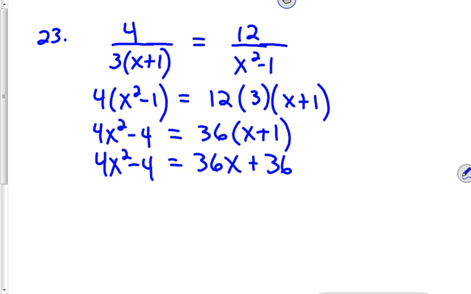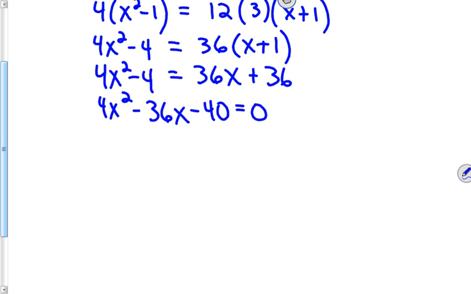Now I have the makings of a quadratic, so I'm going to choose to put that quadratic into standard form. I'm going to leave my 4x squared here. I'm going to subtract my 36x over to the left side, and I'm going to subtract my 36 over to the left side and combine it with my minus 4, so that would give me negative 40, and that's all going to equal 0. So now I have a quadratic in standard form. I like that. I've worked with those a lot. I know I can solve it. I also recognize that 4 goes into each of those terms. So I can factor that 4 out.